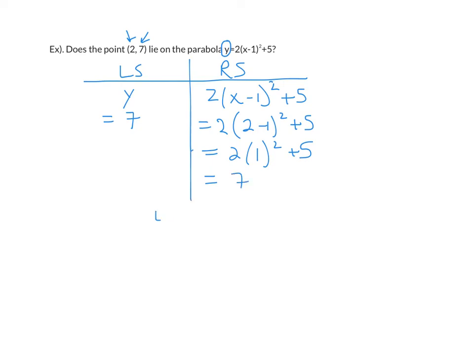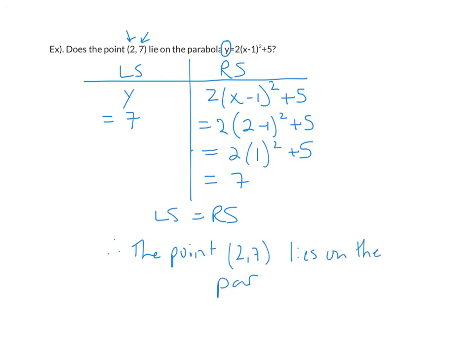So right now we do have the left side being equal to the right side, which means, therefore, the point (2, 7) does lie on the parabola. Lies on the parabola. And that is all good.